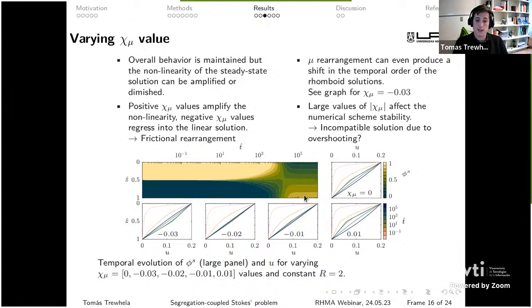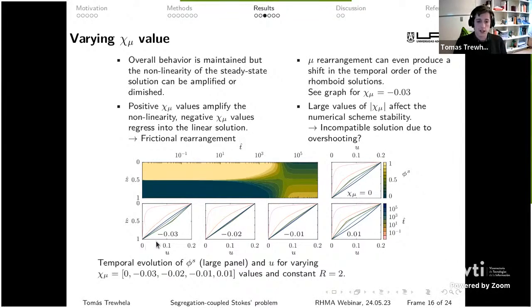So even if I change this frictional ratio, the results in terms of segregation will not change. So segregation is not altering. Sorry, this chi mu will not alter the segregation profile, but will alter the steady state solution for the velocity profile. As I showed you before, this is the case where this broken profile is formed at the early stages of the solution, but then it will morph into this nonlinear solution at the steady state.